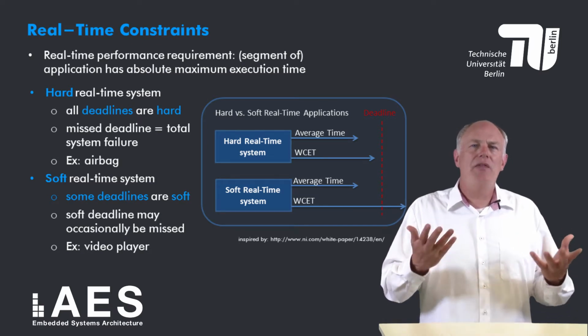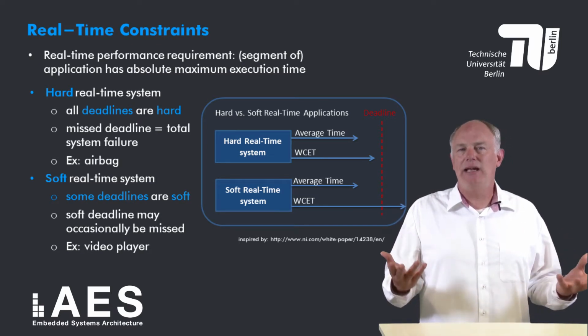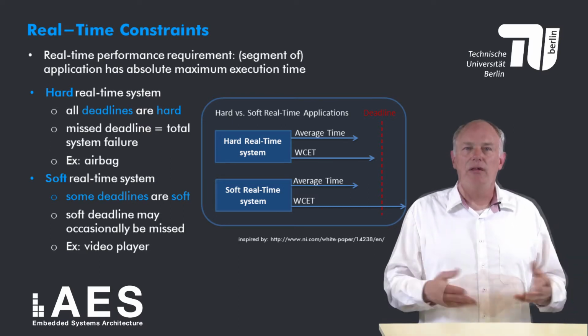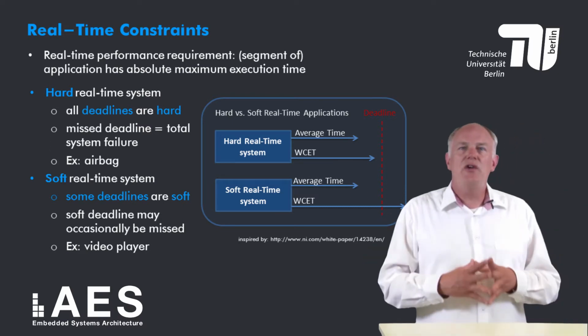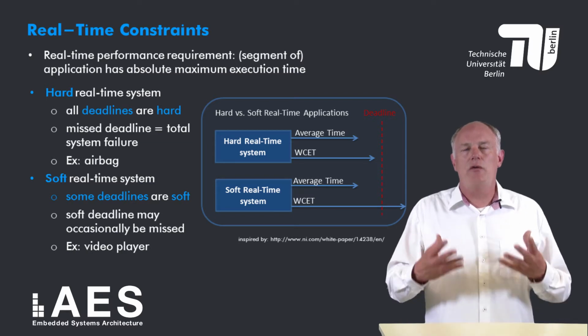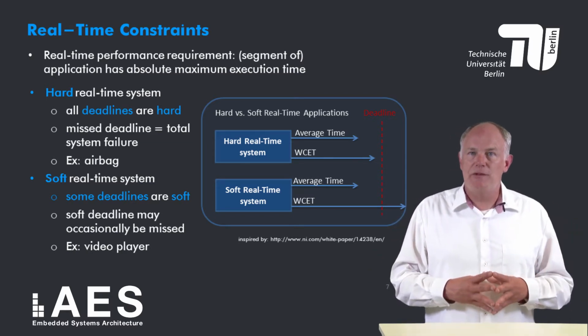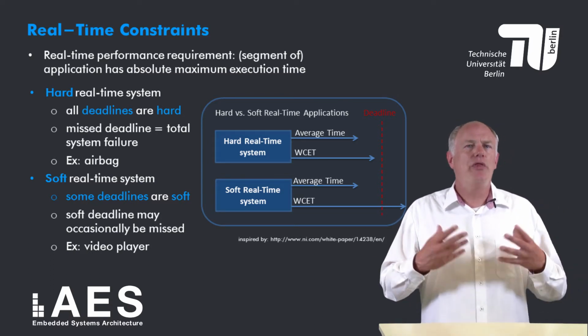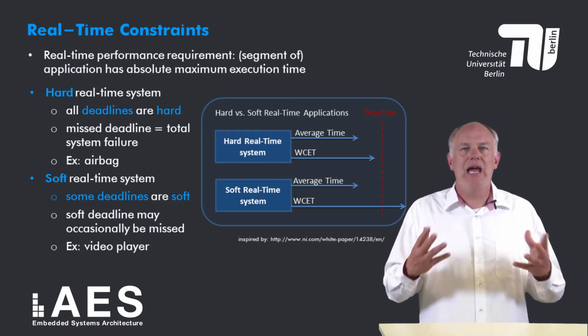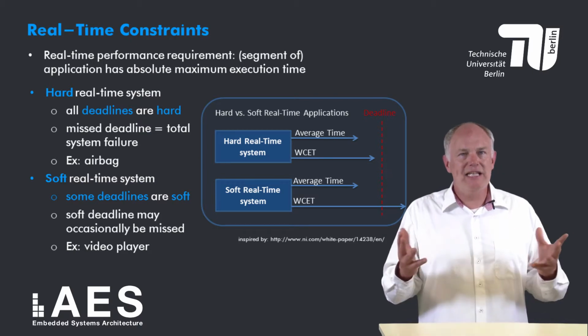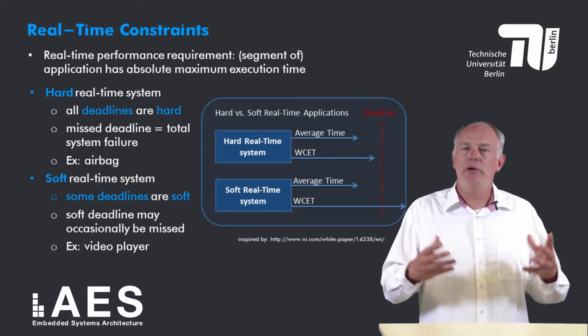It may be annoying that a frame is not decoded and displayed on time, but it's not lethal. This figure illustrates the timing requirements of a soft real-time system. The average time and most execution times must be shorter than the deadline, but the worst case execution time can be longer than the deadline. Missing a deadline, however, should happen rarely.